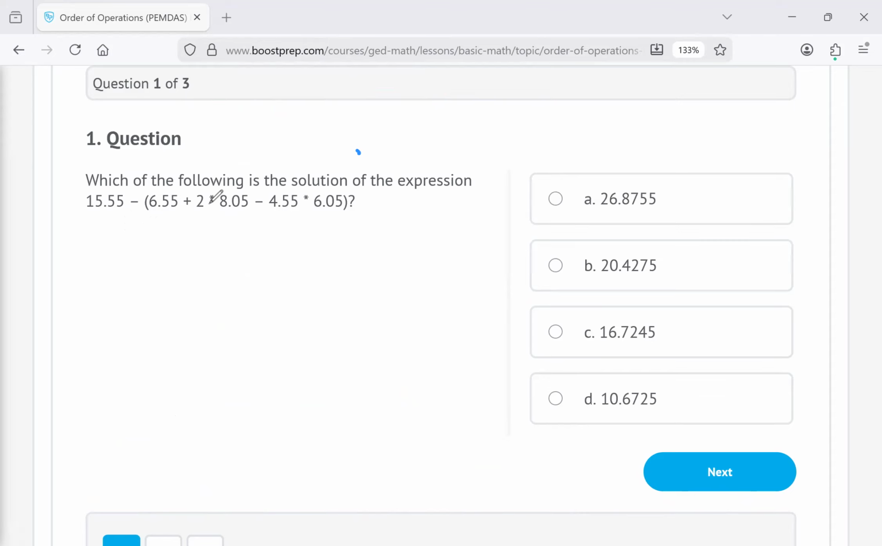So let's see here. We have a parentheses, and we only have one. So we're still going to do PEMDAS. But inside this parentheses, as you can see, we have more than one order of operation: an addition, a multiplication, a minus, and then an addition. If your inner parentheses has more than one order of operation, start with PEMDAS all over again.